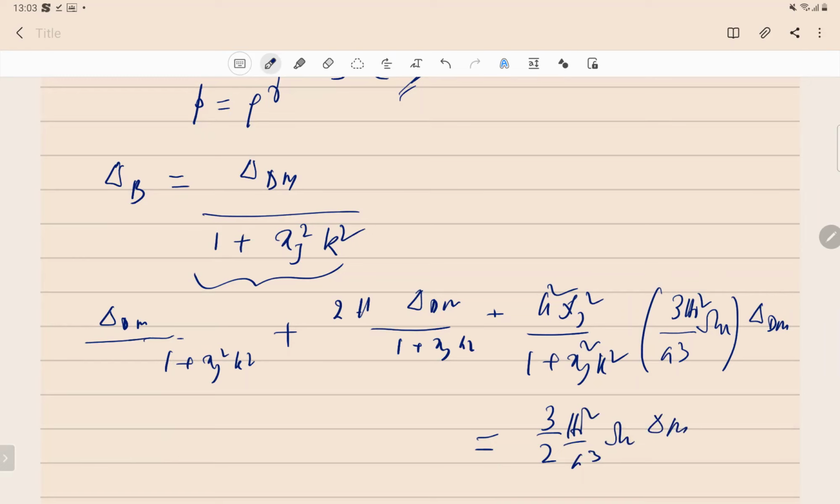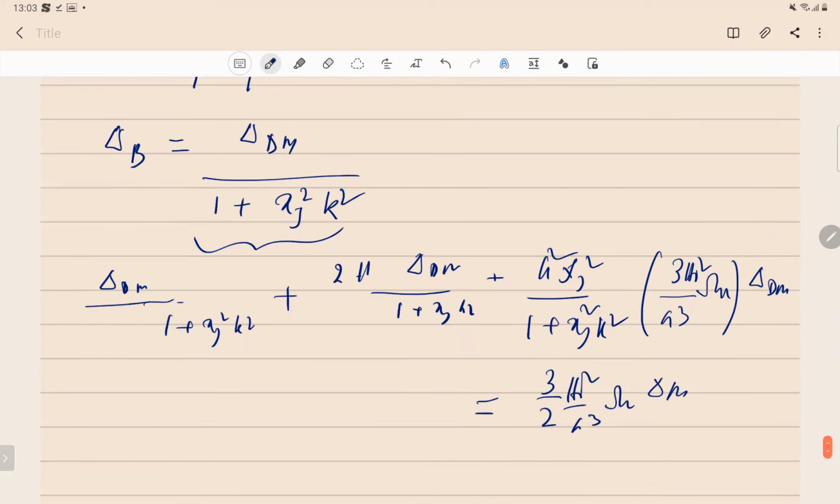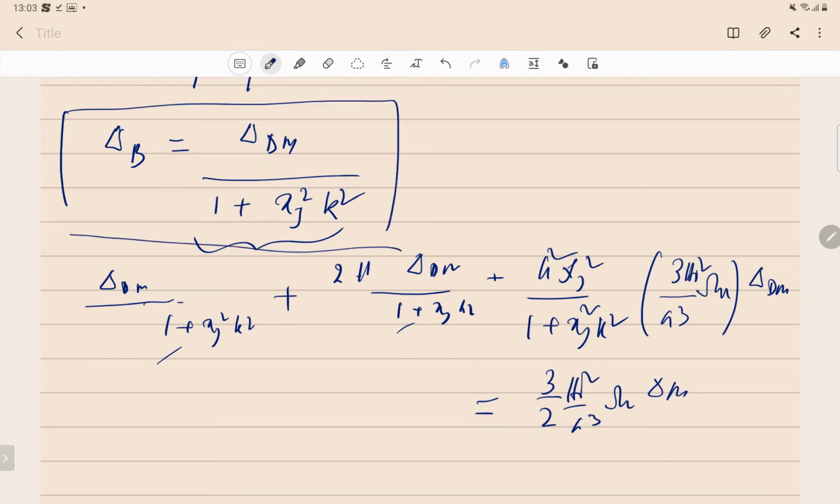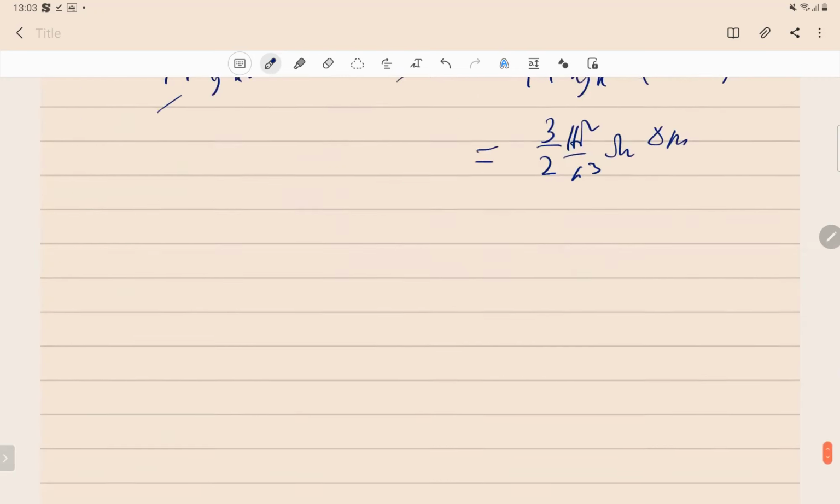So that term, if you see, you will see this is consistent because you multiply the whole thing by 1 plus xj square k square. You will see you get the equation for the dark matter over density. This cancels, you get exactly what you expect. So the point is, this is true. So this solution is a good solution, but that is under the assumption, of course, that xj is a constant in time. But we can get some insight from this, right?